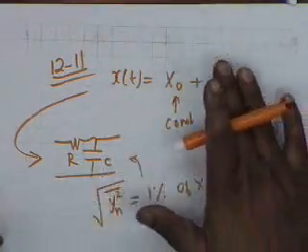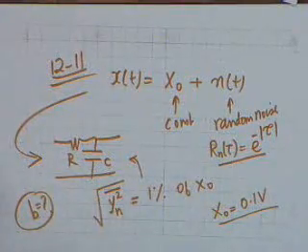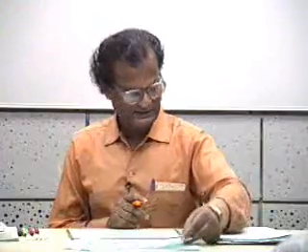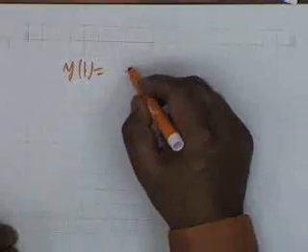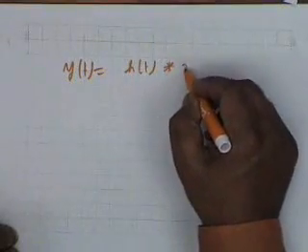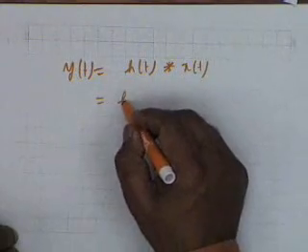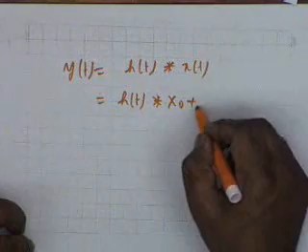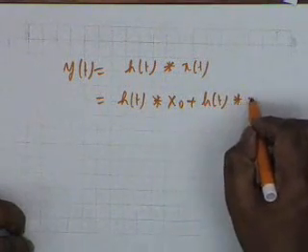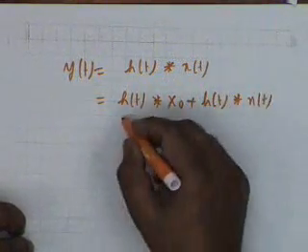Now if no n(t) was there, what would have been the output? Simply x0. So then we have to find out what B is. The problem is tackled like this. Your y of t output is h of t star x of t, and therefore it is h of t star, where star is for convolution, x naught plus h of t star n(t). Now what is this?